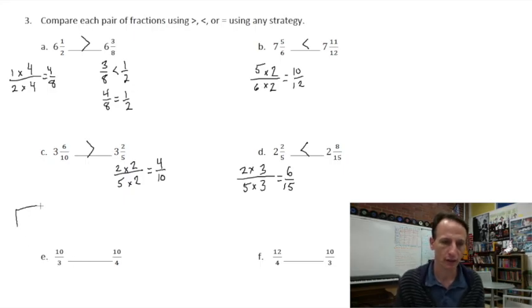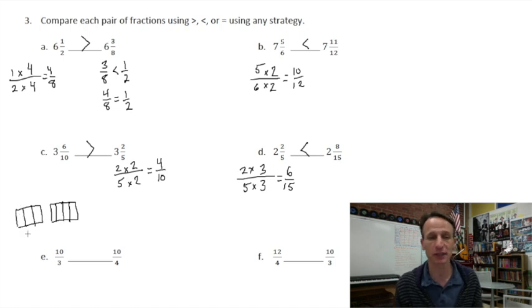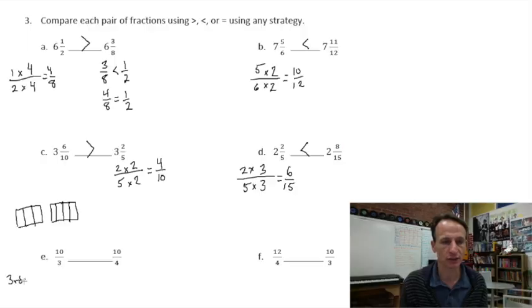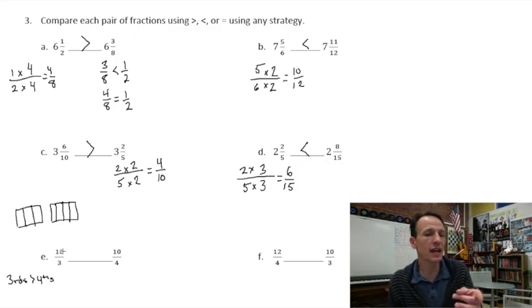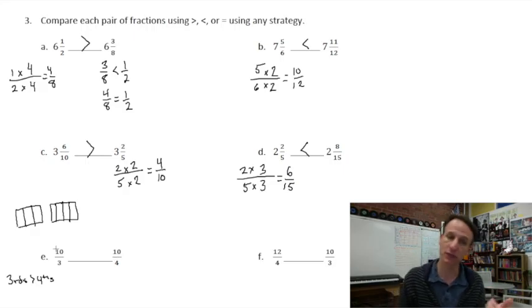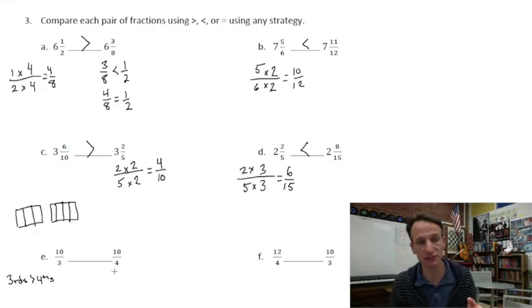If you take that cake and you slice it into thirds, or you take that same cake and you slice it into fourths, we can see that thirds are bigger pieces. So we can say here simply that thirds are greater than fourths. So 10 bigger pieces compared to 10 smaller pieces, 10 thirds, 10 fourths. Obviously 10 bigger pieces is more than 10 smaller pieces.